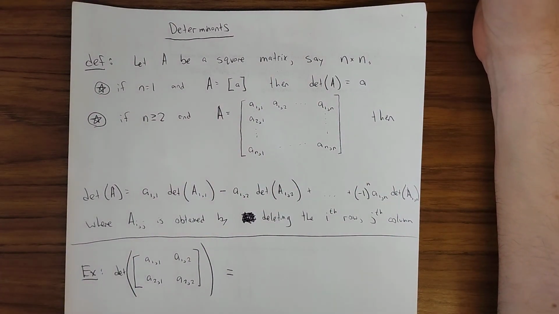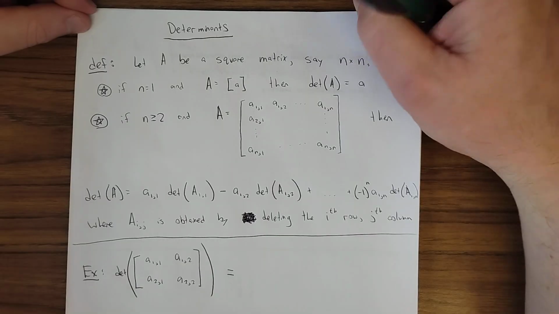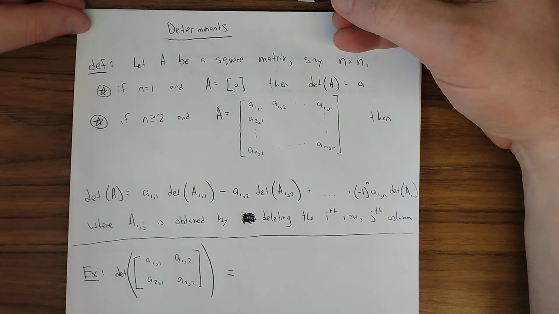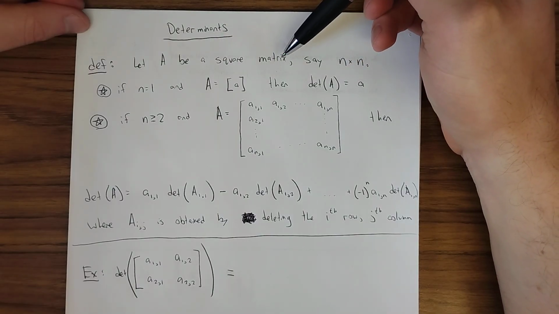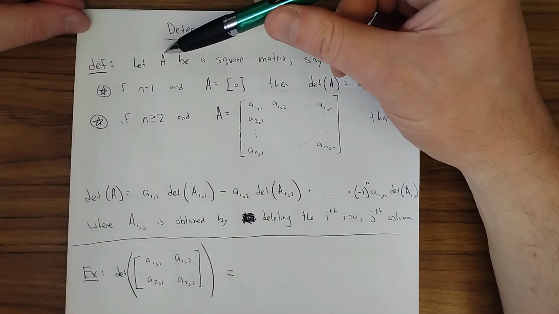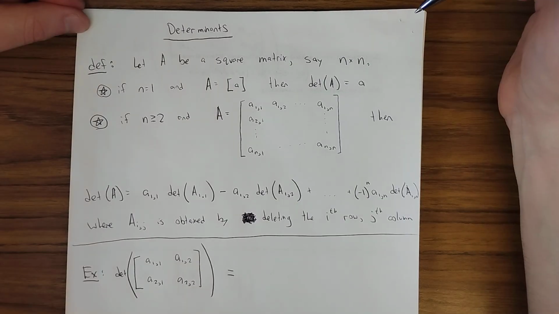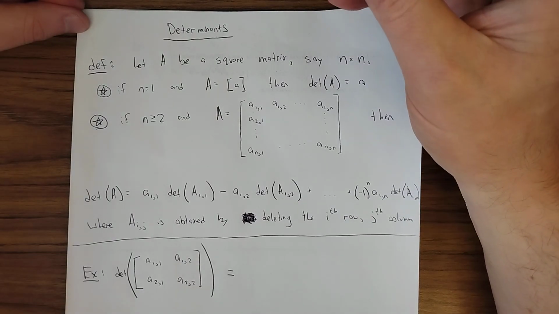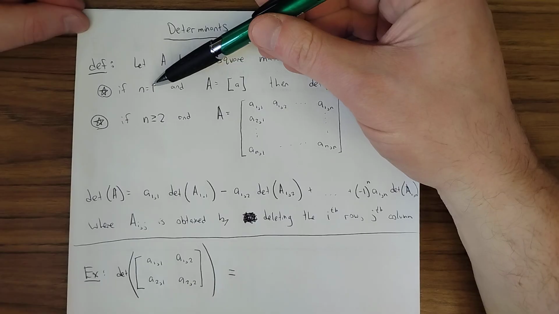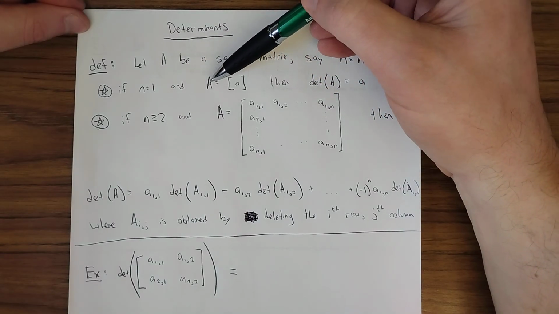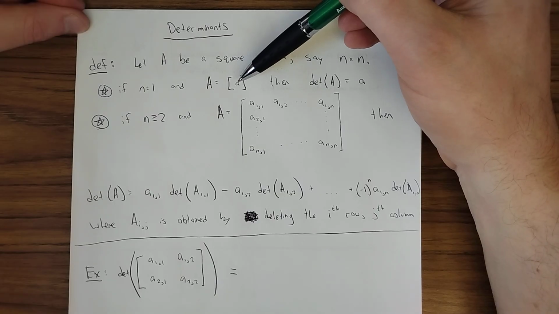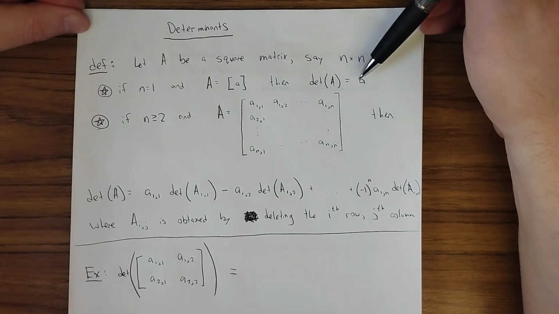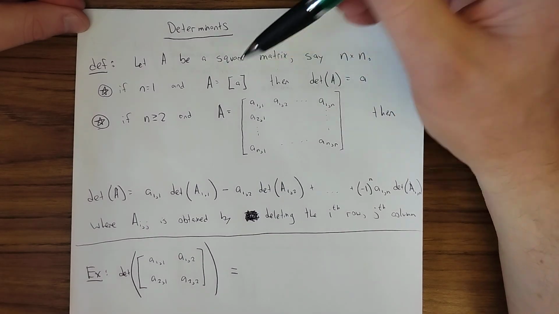Let's talk about determinants. So here is a definition. We only talk about determinants for square matrices. So let's say we're talking about a square matrix, and let's say it's n by n. In the simplest case, when n is 1, A is just a 1 by 1 matrix, so it's just got one number in there, and the determinant is just that number. It's just whatever number is in there.